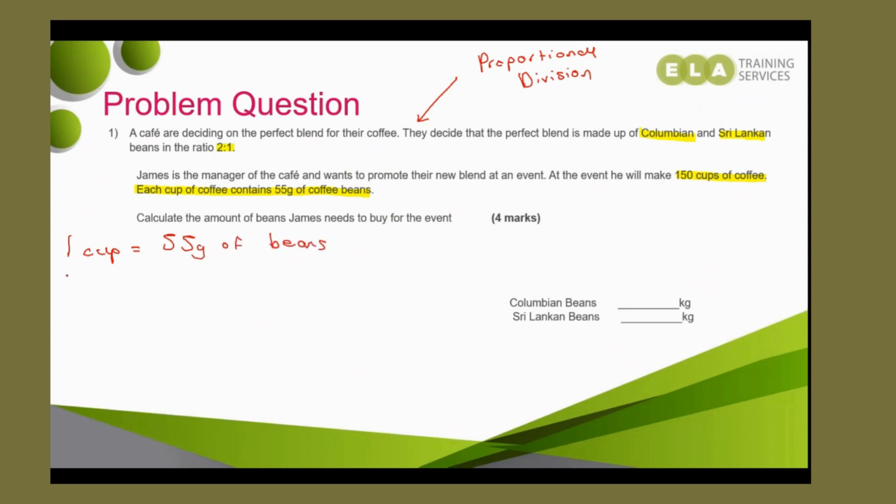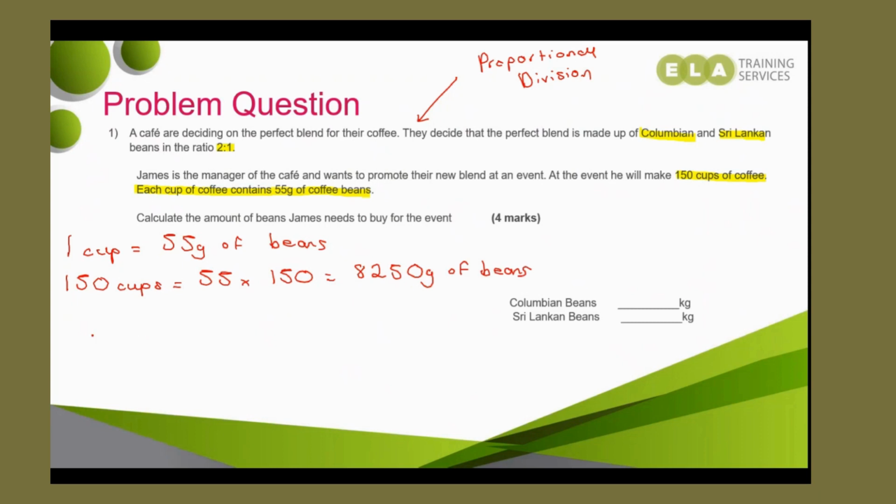So how much would be in 150 cups? Well, we need to multiply that 55 by 150. And we can do this because this will be one of our calculator questions. So I'm going to pop in my calculator 55 times 150, which gives me 8,250 grams of beans. Now, because you've got a total, we can do proportional division.